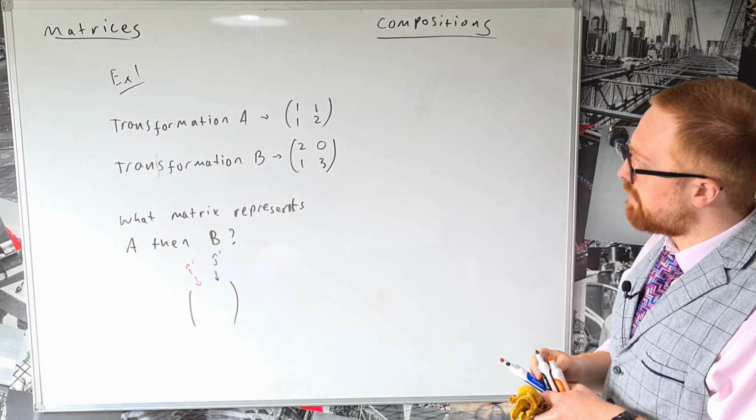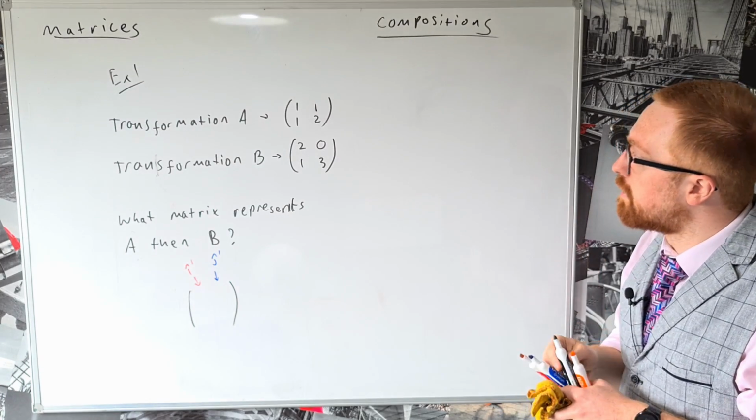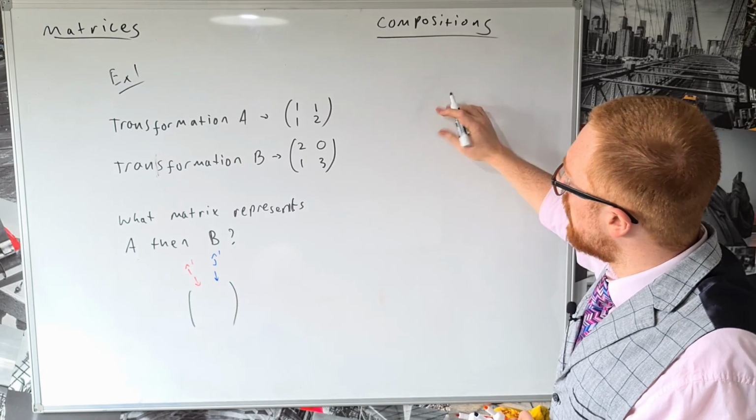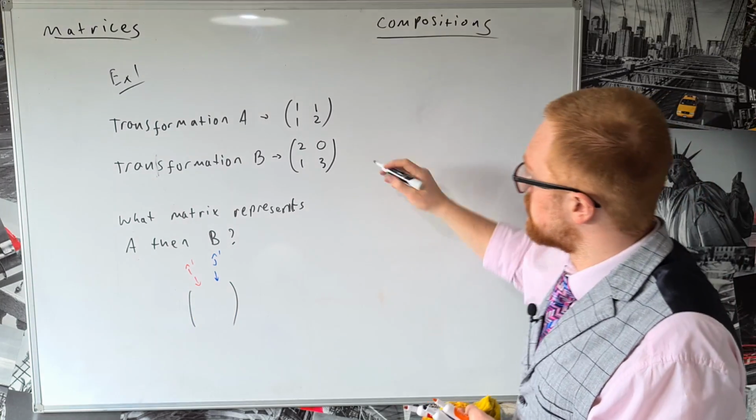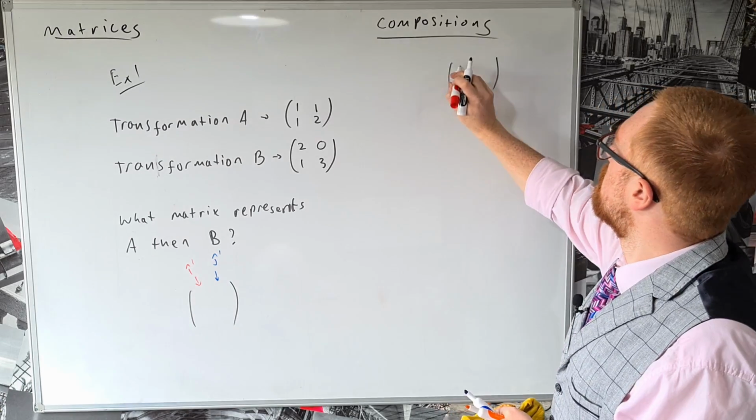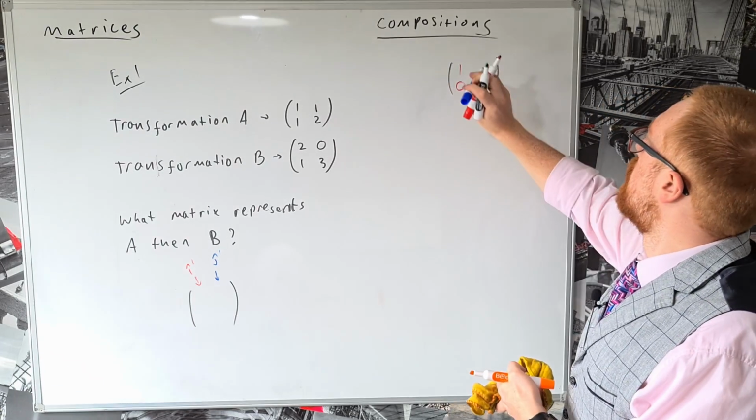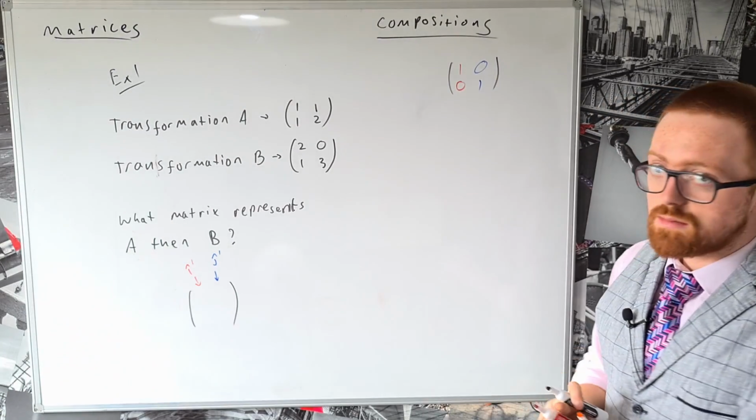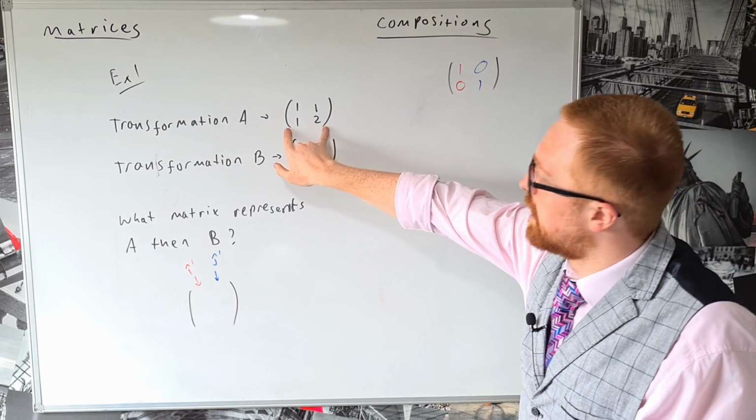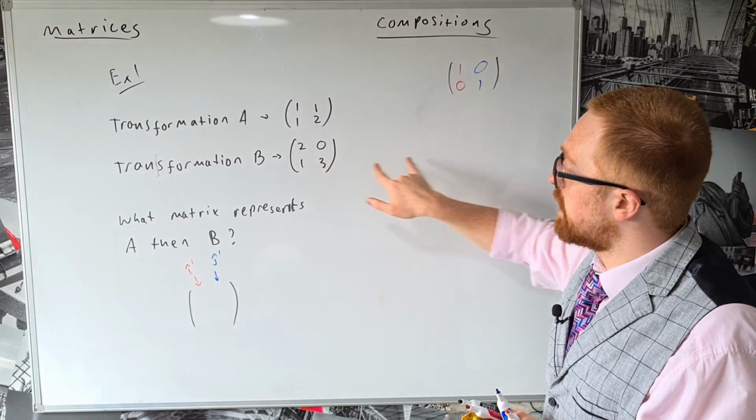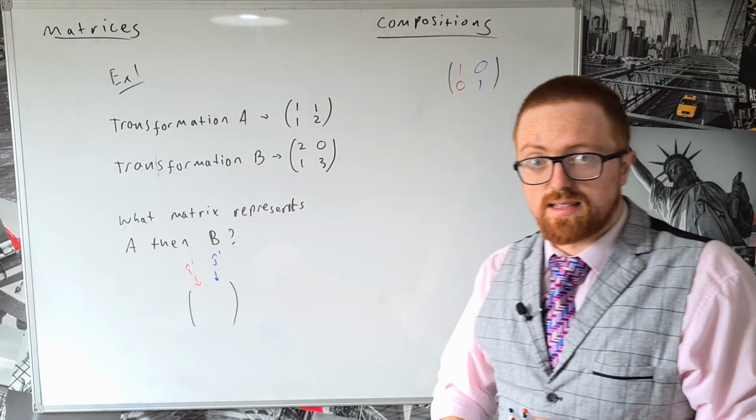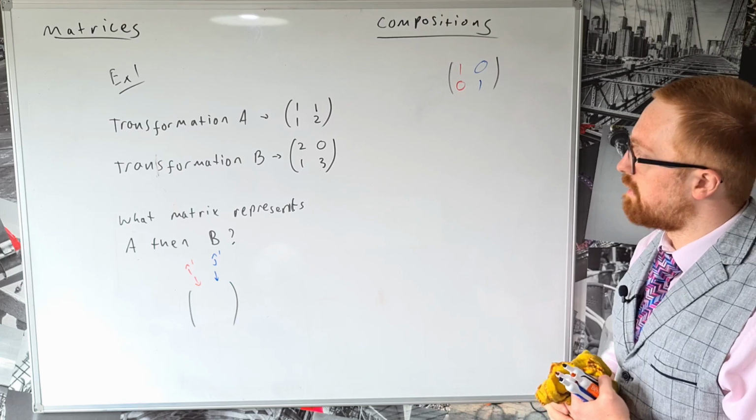A fairly brute force way to do this would be, remember, i hat is (1, 0) and j hat is (0, 1), to put this identity matrix into A and then put our answer into B and see what our final answer is.